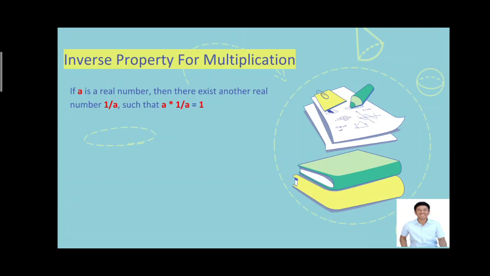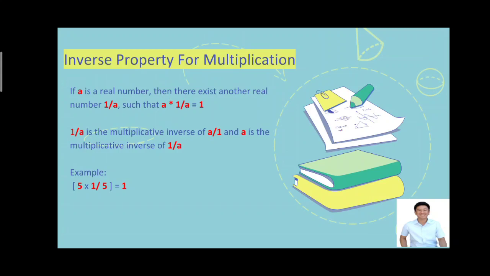So, kunyari may original tayong number at pag minultiply natin yung number na iniisip natin, dapat equal lang siya sa 1. So, kailangan natin talagang mag-isip. Pero, madali lang ito. Mukha lang siyang confusing pag binabasa natin siya. So, 1 over A is the multiplicative inverse of A, and A is the multiplicative inverse of 1 over A. So, nakakalito nga siya pag binabasa, di ba? So, magbigay tayo ng example para mas malinawan tayo.